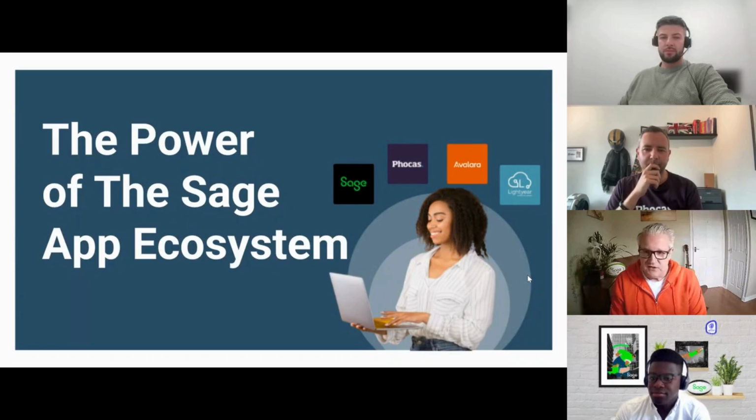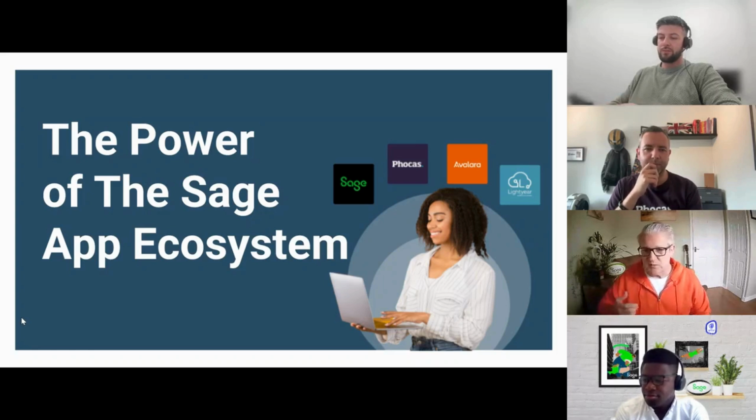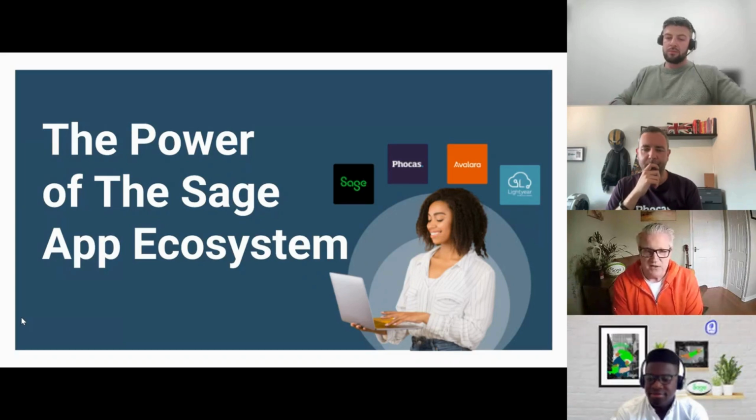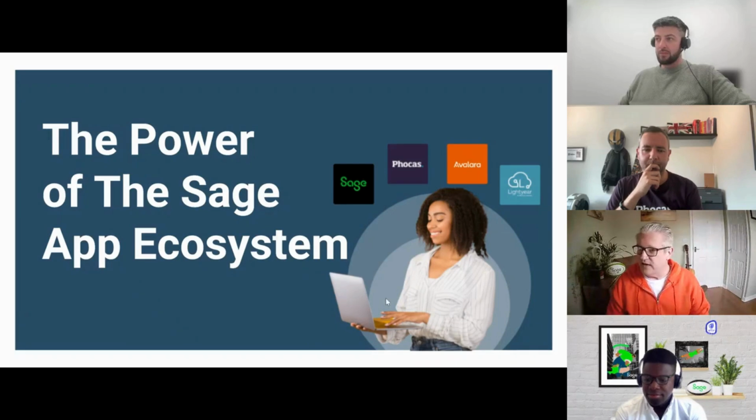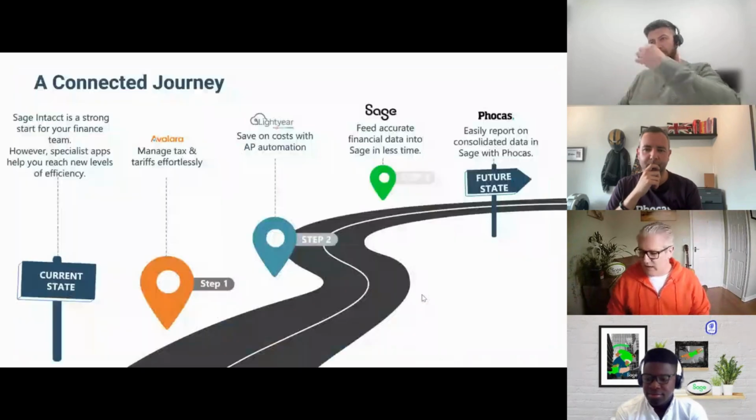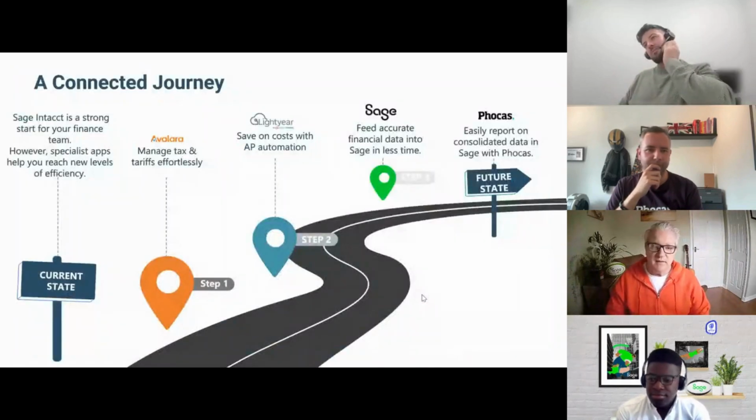Sage has, as Marvin said, a perfect mid-market tool to help people from small to enterprise size. And Avalara stands shoulder to shoulder with Phocas and Lightyear, providing solutions to Sage and their partners. Basically, what we do is allow Sage to focus on what they do best, which is a financial system with excellent capability.